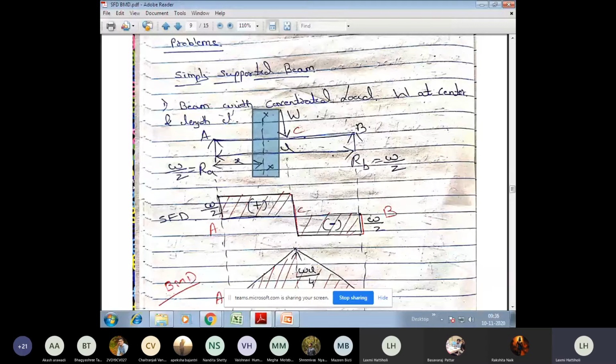Okay. Now, I have taken a section XX here. Just see the left portion. How many forces do you have to the left portion of my section? Please mute yourself, those who have not muted. Okay, so this is my section XX. How many forces to the left of the portion? Only one force, that is RA. And RA is going in upward direction.